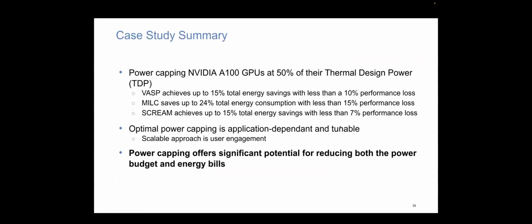So the case study summary is that if we apply a GPU power cap of 50%, then we have bigger room to save total energy, with some performance loss. Sure, the optimal power capping is tunable and can be application dependent. And this performance loss we can also adjust and tune to a level the user can accept. But anyway, the conclusion is power capping offers significant potential for reducing both the power budget and the energy bill.